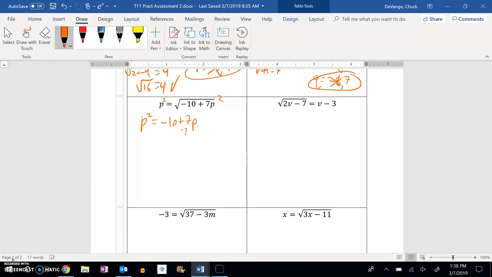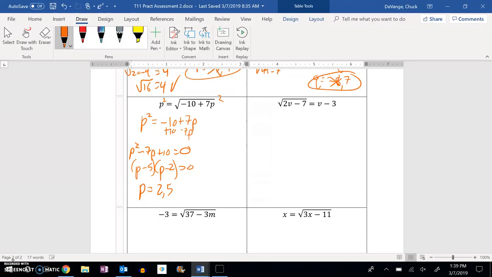So if I subtract 7p from both sides, I'm going to end up with p squared minus 7p. And add 10 to both sides. So add it to that side too, and that becomes a 0. So if I go to factor this now, p squared minus 7p plus 10 equals 0. Things that multiply to 10 add to negative 7. It's going to be negative 5 and negative 2. So p would equal 2 or 5.